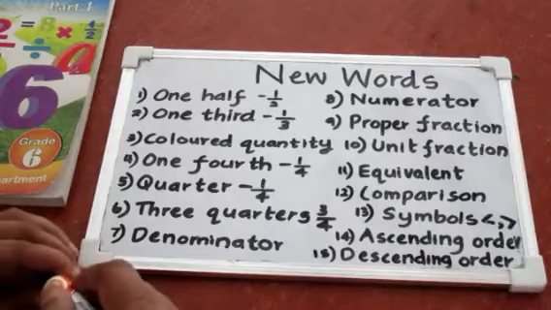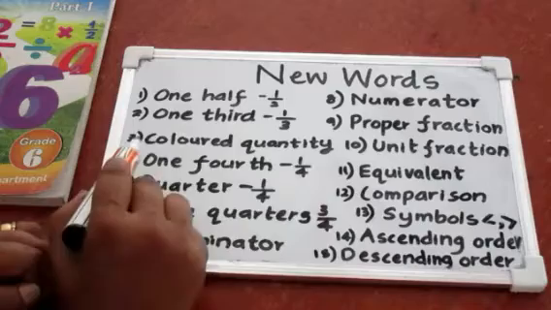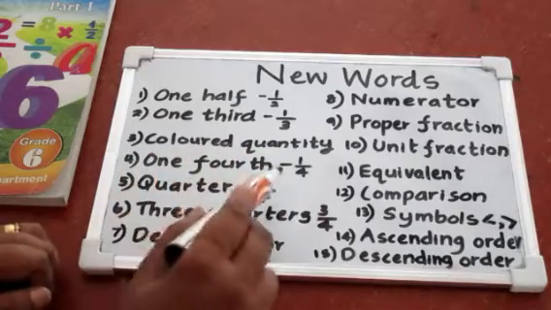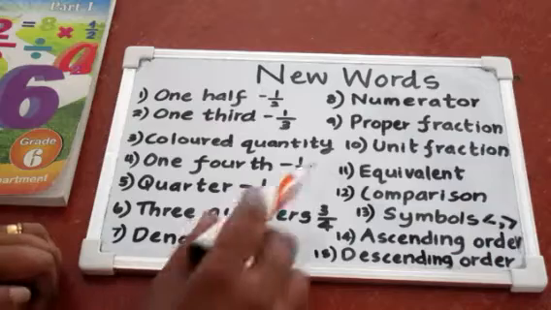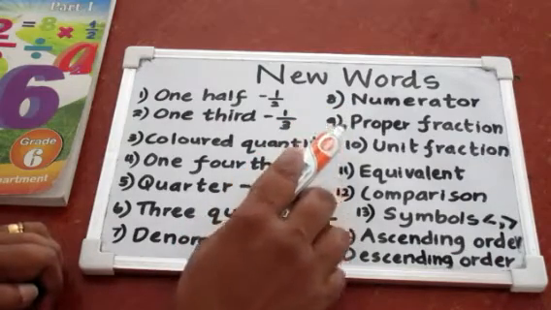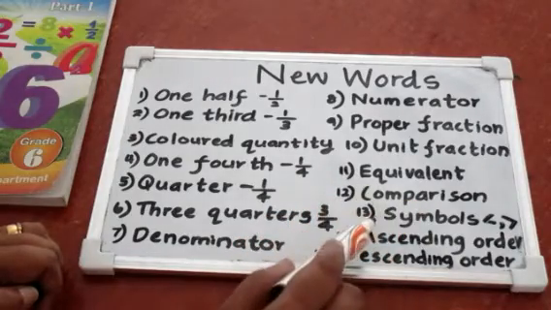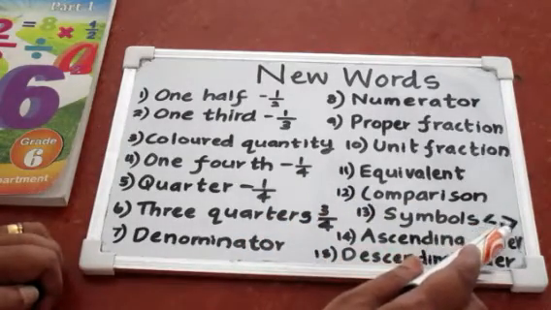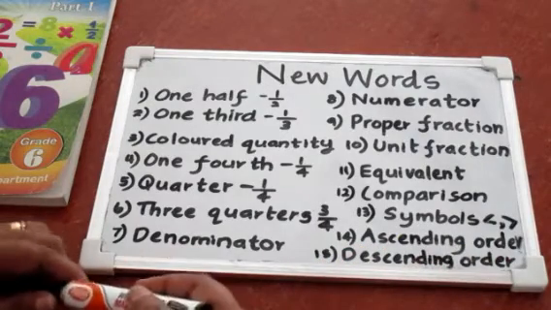Now we will read these new words. First one, 1/2, 1/3, colored quantity, 1/4, quarter, 3/4, denominator, numerator, proper fractions, unit fractions, equivalent fractions, comparison, symbols like that, greater than, less than, ascending order and descending order.